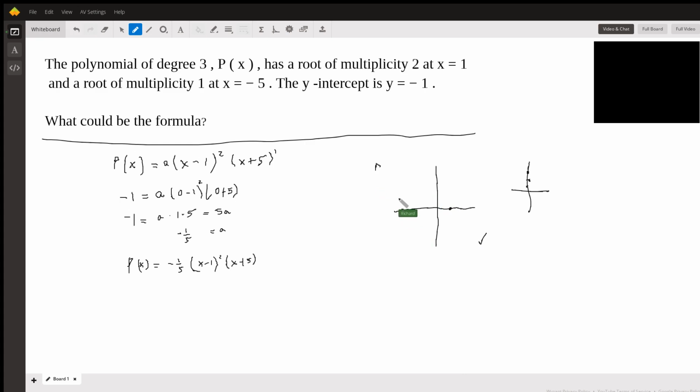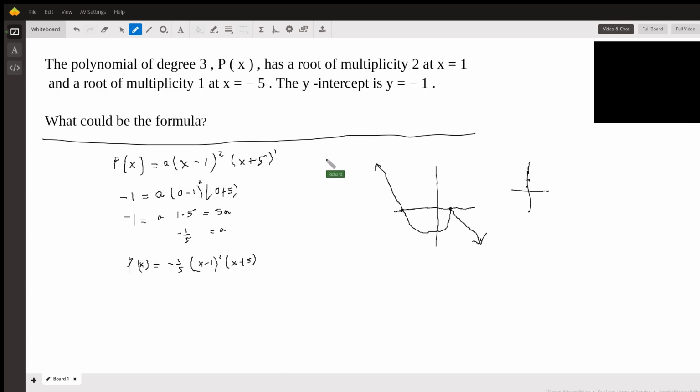And we know that it goes through here. And we know it bounces here because the multiplicity is 2. And then it comes right down there. I didn't draw that very well. Do it again. It crosses here because the multiplicity is 1. It bounces here. And then it goes down like that. So if you know your end behavior and your multiplicity rules, you can sketch the graph very quickly.